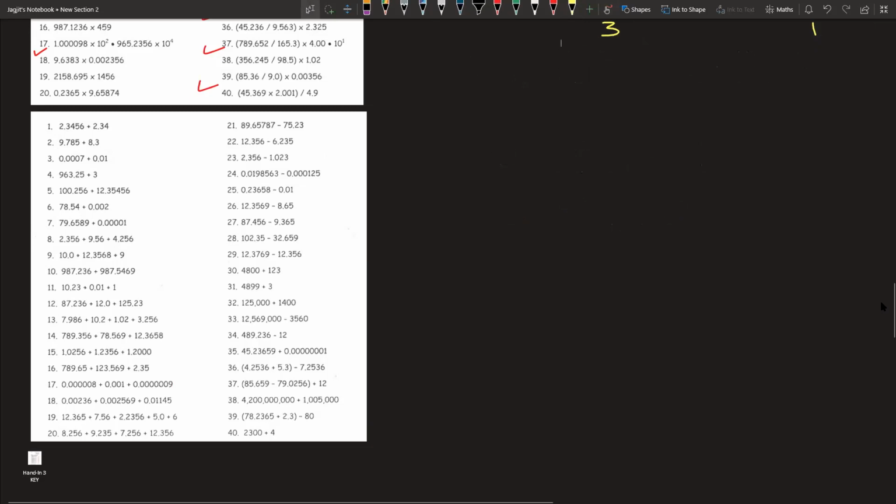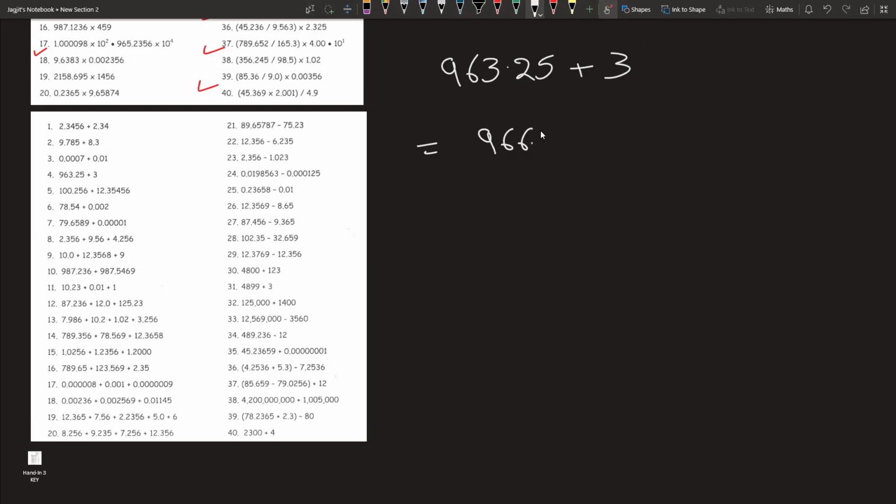Okay. Let me give you another example. What if I give you 963.25 plus 3? What would this be? So just punch it in. 963.25 plus 3 gives you 966.25. How many numbers are there after the decimal? 2. How many numbers are there after the decimal? 0. My answer should have no numbers after the decimal. So this should be just 966.